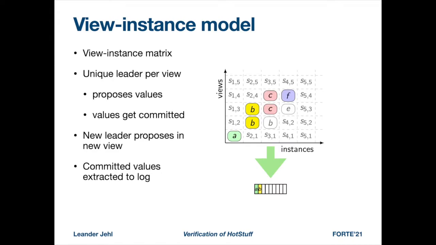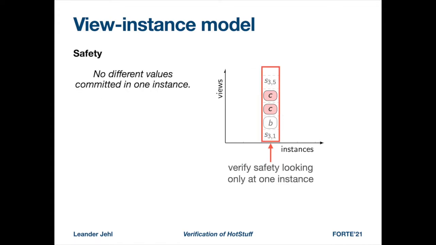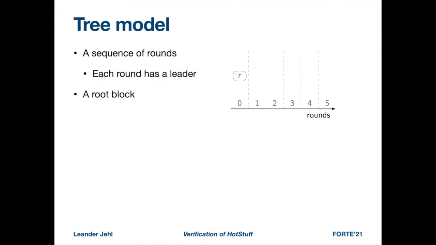Values can also be committed in multiple slots in the same instance. Therefore, it is important that different views commit the same value in the same instance. This is indeed the main safety property in this model. So no different values committed in one instance. This property can be verified by looking only at a single instance. And this strategy was used in many previous works that first verified safety for a single instance and then extended that for multiple instances. The tree model is different.